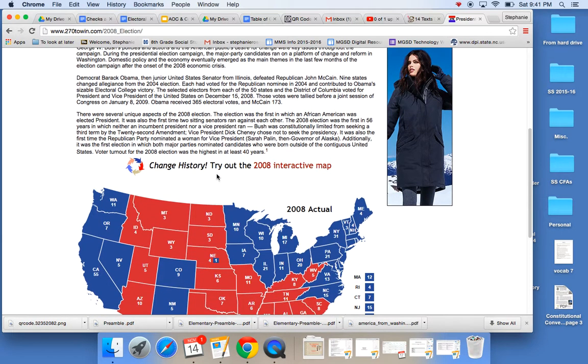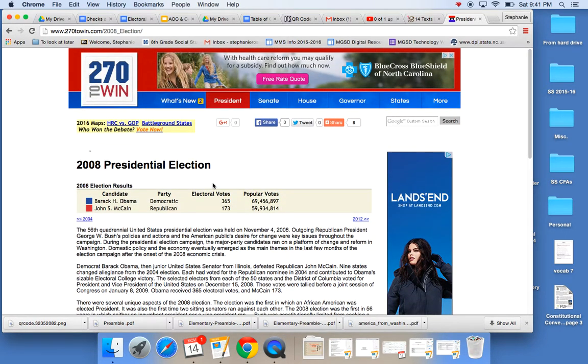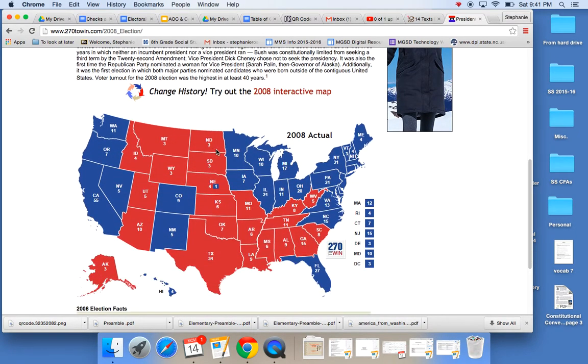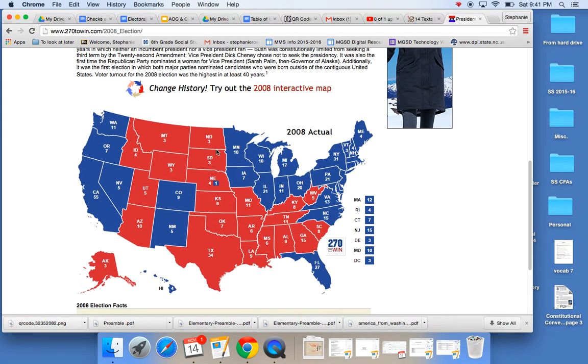So that gives you kind of a general idea of the Electoral College. It's very interesting once you kind of understand how it works to be able to go and watch the predictions or make your own predictions as the new presidential election is coming closer and closer. I hope that helps.